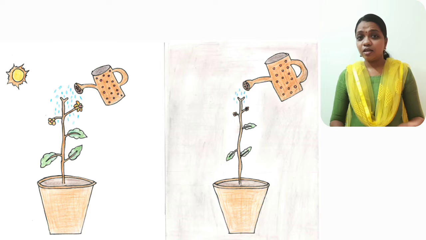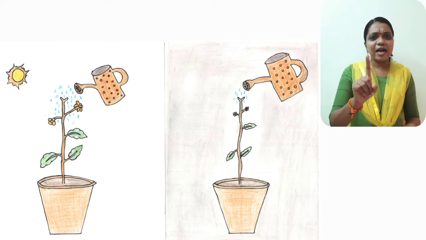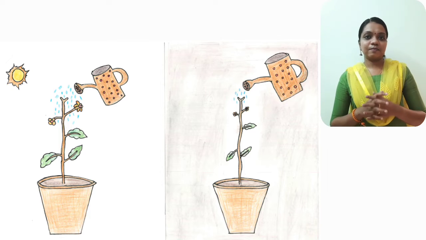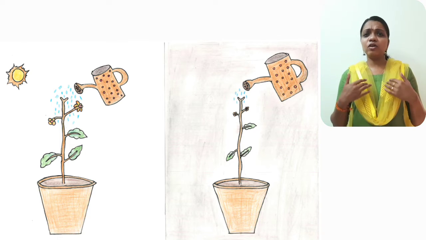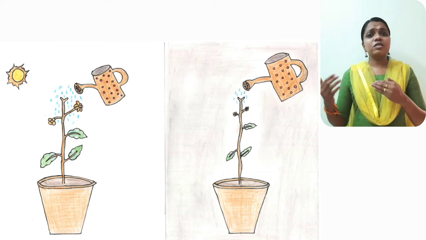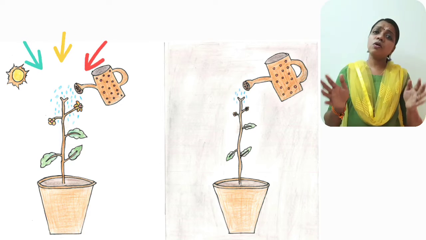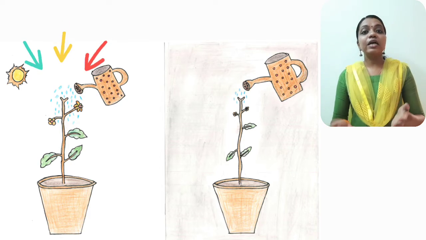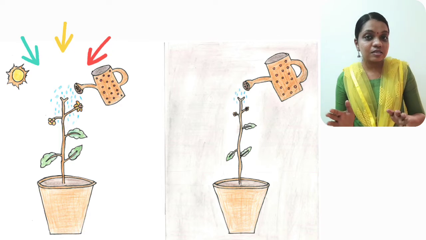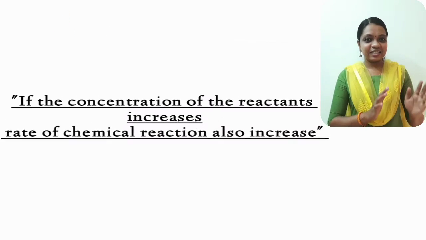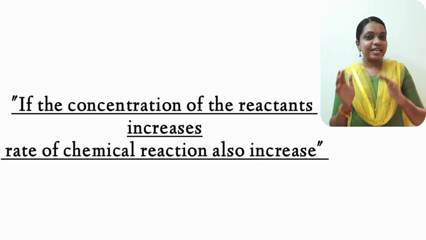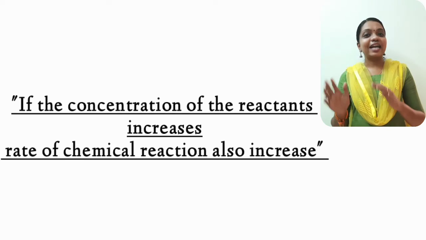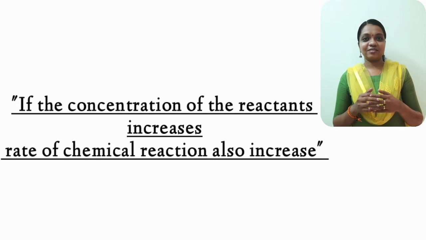Here you can see two plants. One plant receives more water and the other receives less. Naturally, we know that more photosynthesis takes place in the plant which gets more water. That means if the concentration of the water increases, it will increase photosynthesis. Like this, if the concentration of the reactants increases, it will also increase the rate of chemical reaction.